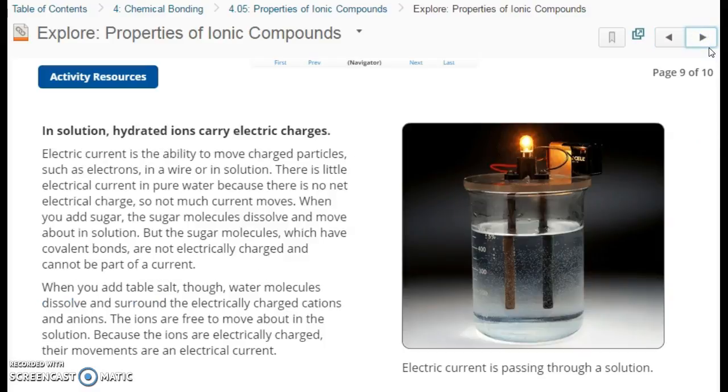In solution, hydrated ions carry electric charges. Hydrated means that they're dissolved in water. Electric current is passing through a solution, just as if these were attached by wires. Electric current is the ability to move charged particles, such as electrons, in a wire or in a solution. There is little electric current in pure water because there is no net electrical charge. So not much current moves.